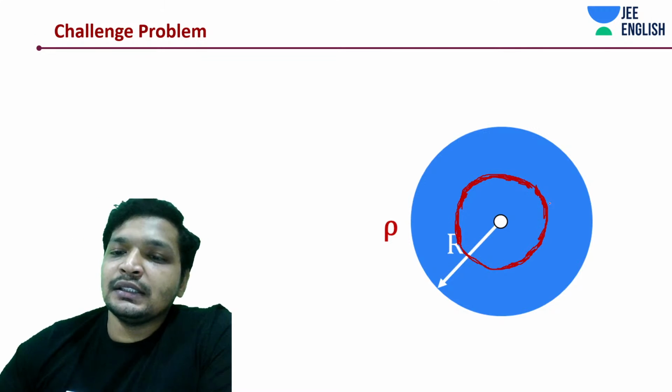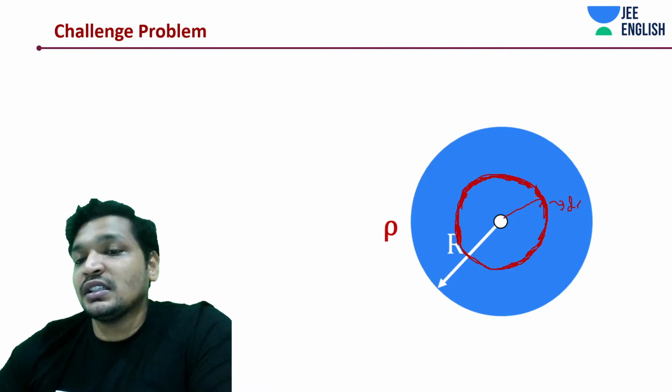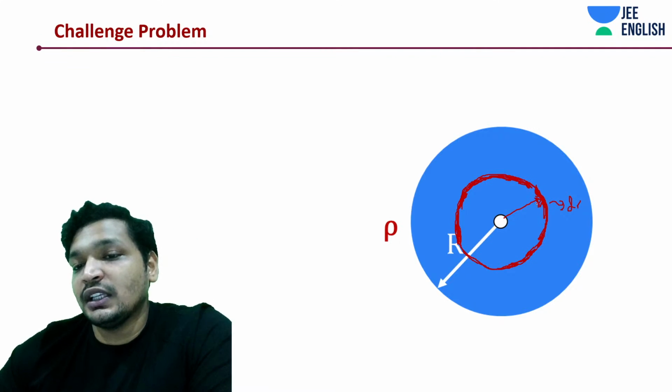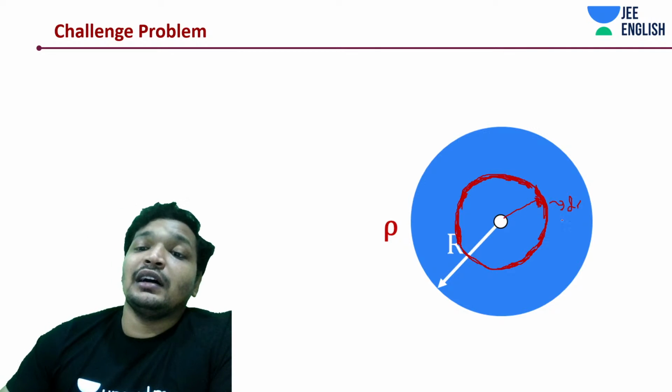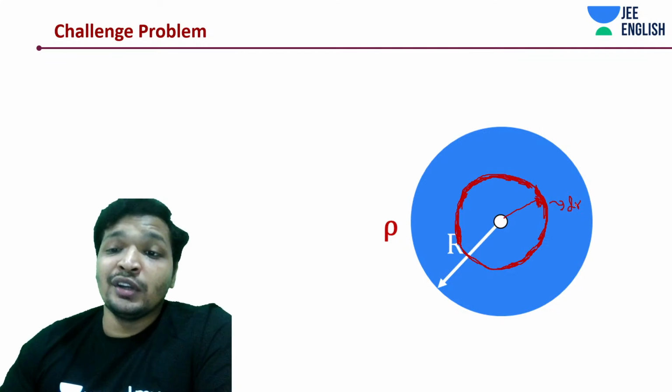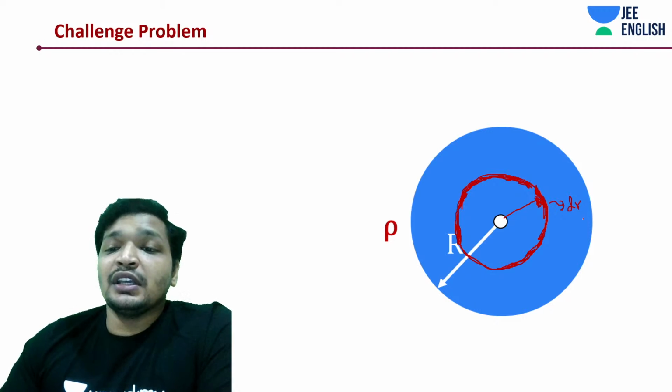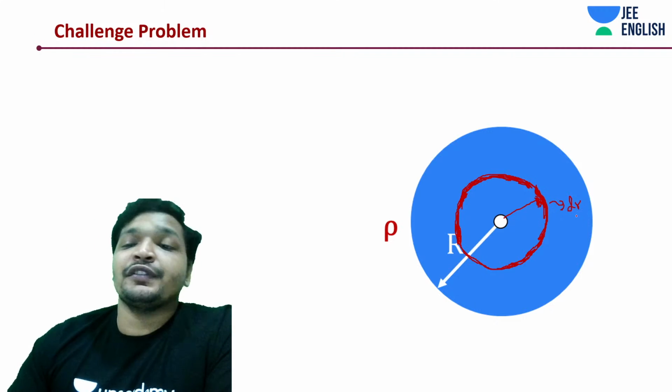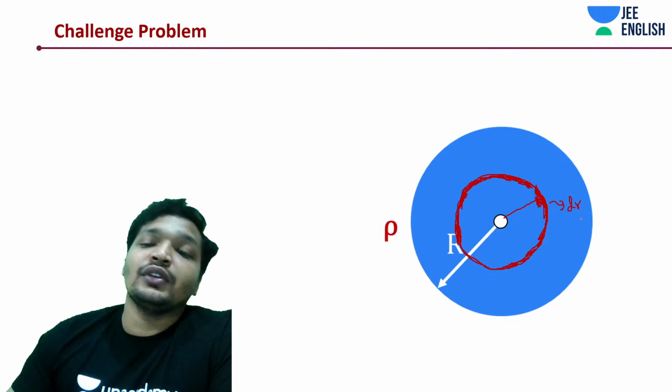Okay, dr is the thickness, r is the radial distance. We know this time the charge density is also changing. We can't anymore say that it is going to be rho into 4 pi r square dr. This time rho is different. We are going to say rho is equal to a into r.